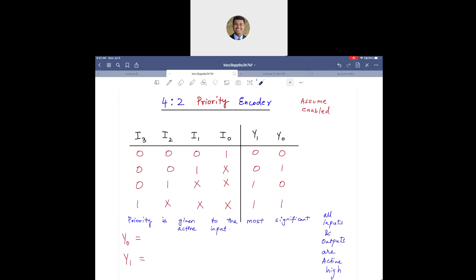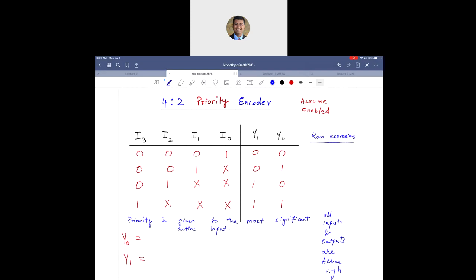So that's how we are going to implement priority in this encoding operation, so that now some of the pressure that the user has is alleviated, right? So now, even if the user goes wrong, we are going to assume that the user at least goes right with the most significant active input. Now, in order to write logic expressions for Y0 and Y1, what we'll do is we'll try to write row expressions. So on this, I'll have row expressions.